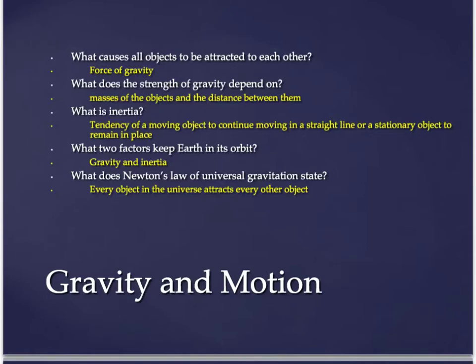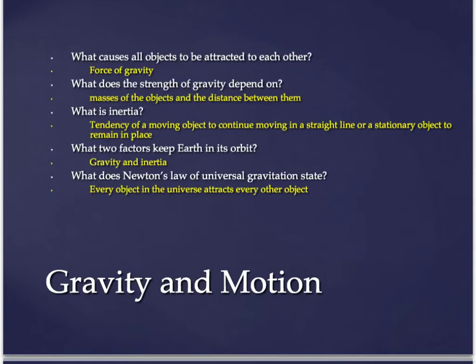Okay, gravity and motion. What causes all objects to be attracted to each other? It's the force of gravity. What does the strength of gravity depend on? That's going to be the masses of the objects and the distance between them. So, for instance, Jupiter, much more massive than Earth. Its strength of gravity much higher. But Jupiter's gravity, as great as it is, won't have an effect on an object that is out towards the outside of the solar system. It's too far away. So you could have something that has high mass, but if another object's too far away, it won't affect it. So you have to have the mass of the object and the distance between them, both of those together.